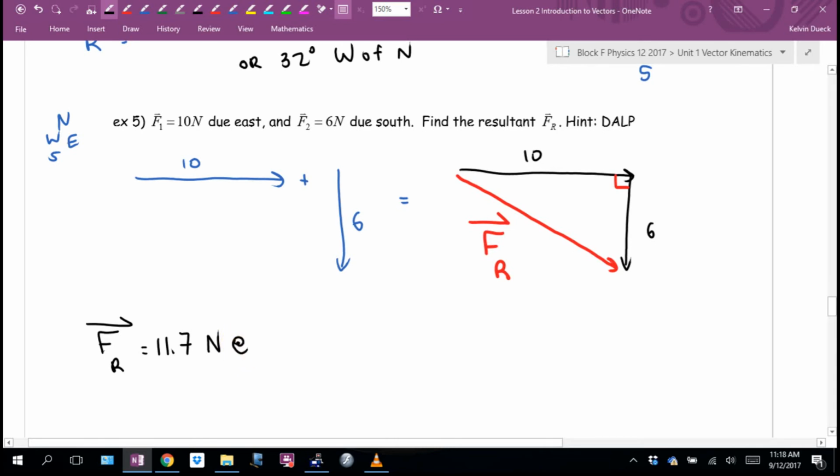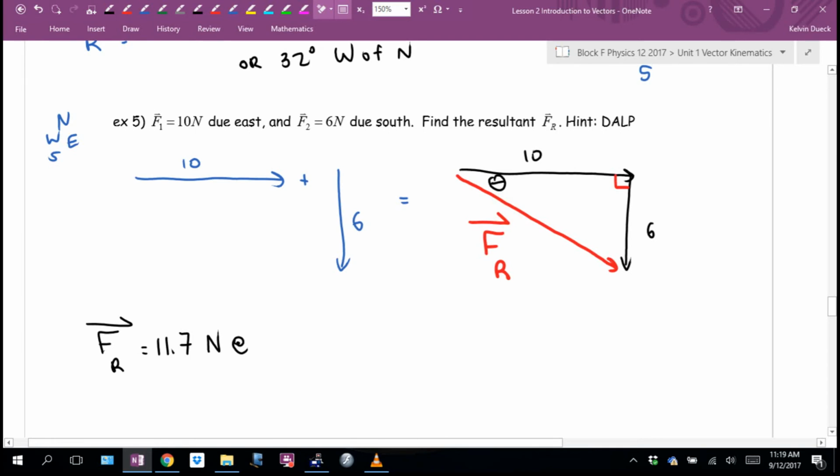Theta always goes where the vector is originating from. So is it going to go top left or bottom right? Top left, where it's coming from. It's nothing to do with the 10 or the 6. It's always where the resultant is coming from. You look at the arrow on the resultant, not where it's pointing to, where it's coming from. It's looking at your resultant.